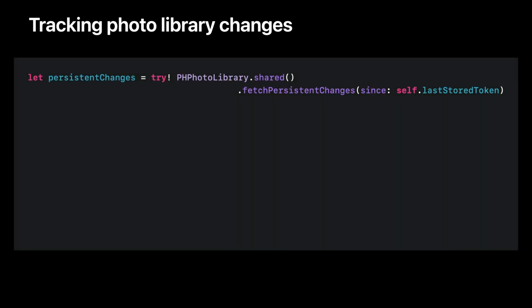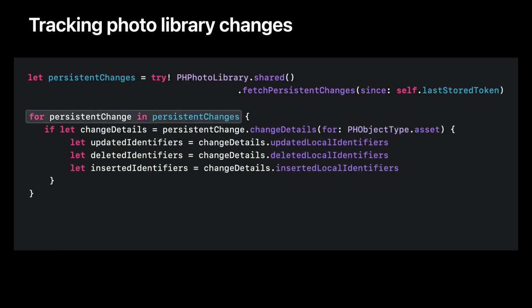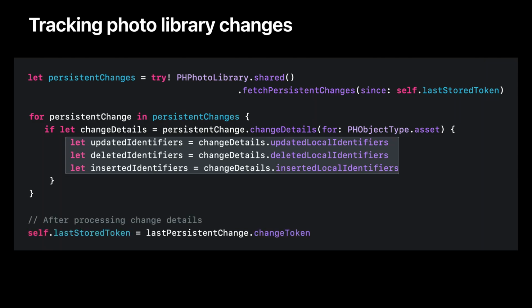So, what does this look like in code? You first use the last stored change token to fetch the persistent changes. Next, you enumerate through the persistent changes and grab the change details, in this case of type asset, for each persistent change object. These change details provide information on which local identifiers were updated, deleted, and inserted into the photo library since the change token. After processing these changes, you can store the last change token for future use.